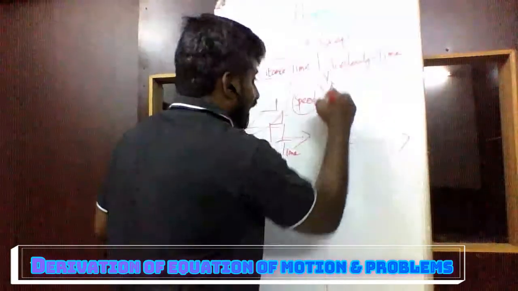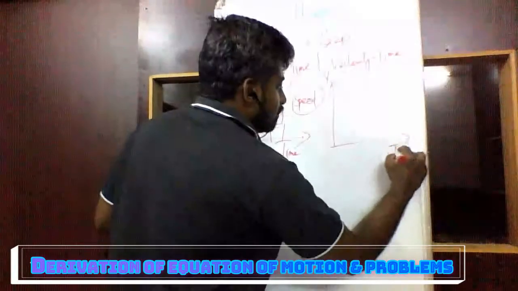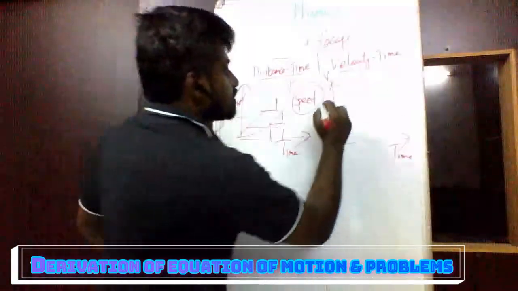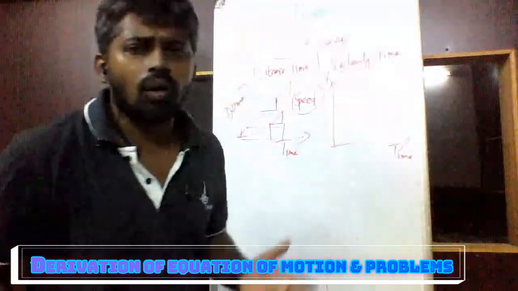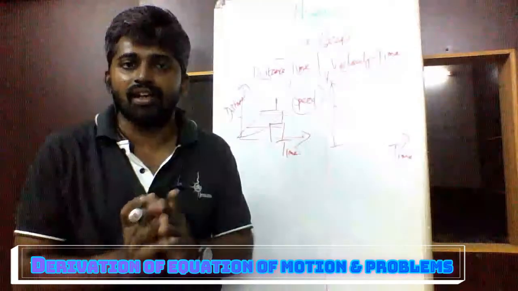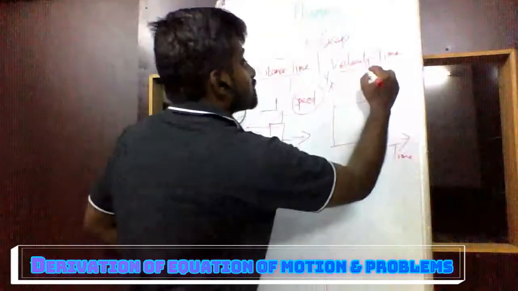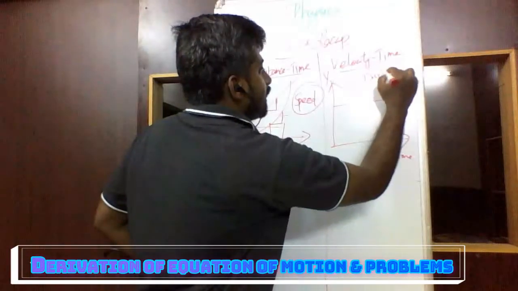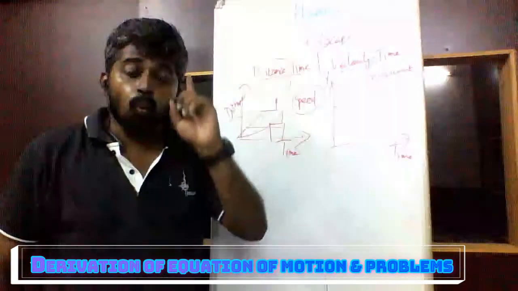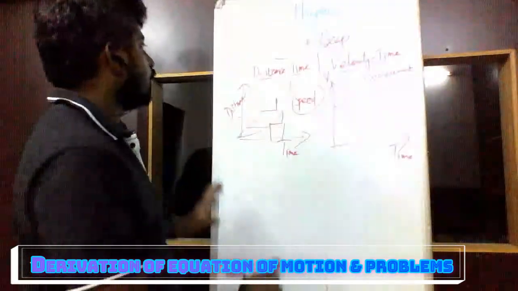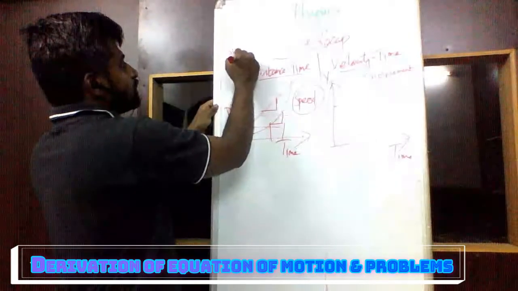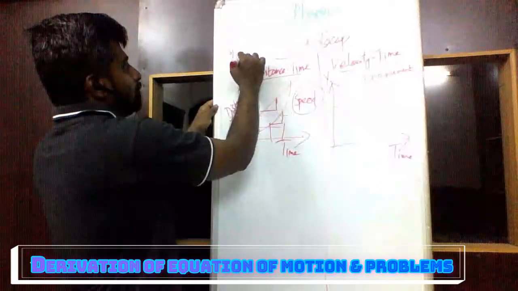In the velocity time graph, what are we finding? Velocity in the y-axis and time in the x-axis. There are two types. One is constant velocity. So in the velocity time graph, what are we going to find? We are going to find displacement. So all comes to one important formula. What is that? Speed is equal to distance by time taken.